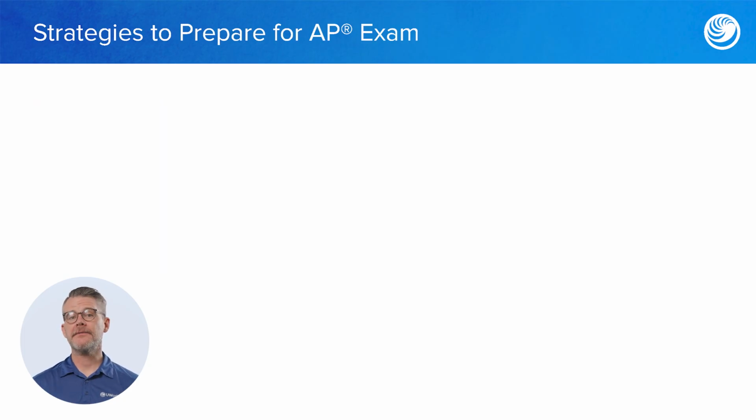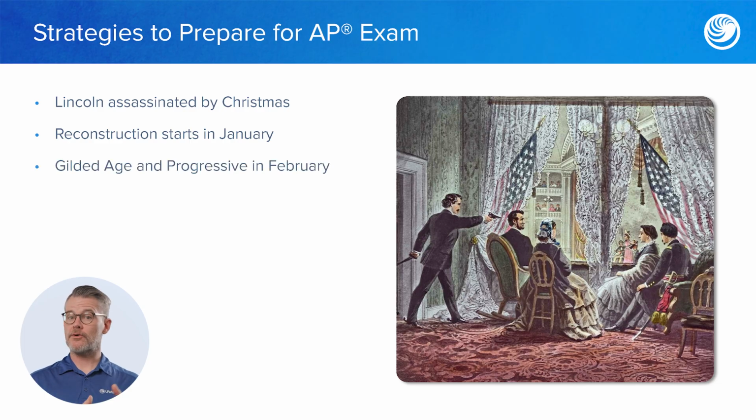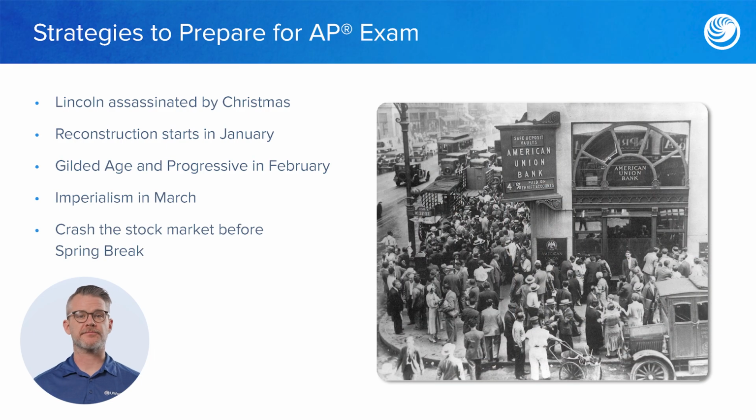It's hard to know how much time to spend on each topic. There's so much content to cover. If you're on 45-minute class periods, here's the pacing that could work for you. Shoot Lincoln by winter break, then reconstruct the Union in January. Get rich with the Gilded Age and progressives in February, start an empire in March, crash the stock market by spring break, and leave plenty of time for period 8, often a student favorite.